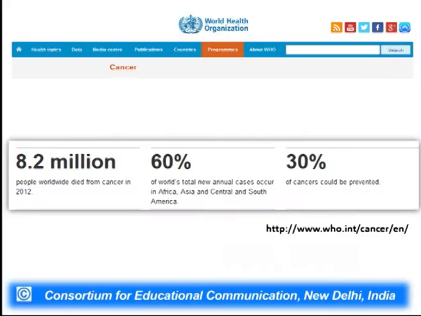Now, if we see the WHO reports and the latest data, it says that in 2012, about 8.2 million people worldwide died because of cancer. 60% of the world's total new annual cancer cases are reported from Africa, Asia, Central and South America, and about 30% of cancers could be prevented. So cancer is not a dreadful disease. If it is detected, it can be diagnosed and treated at a very early level.